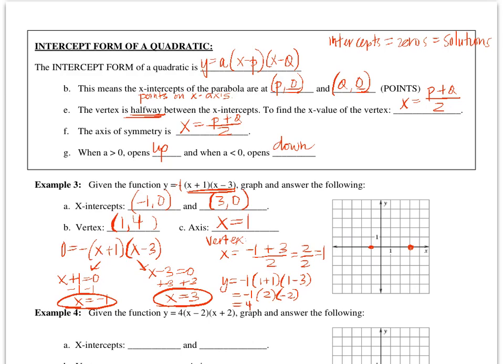So I go to (1, 4), and I plot my point. And what you'll notice then is this is already my parabola, and I don't have to find any additional points because really you only need 3 points. I have the 2 intercepts and then also the vertex. So what we're going to do is try another one.